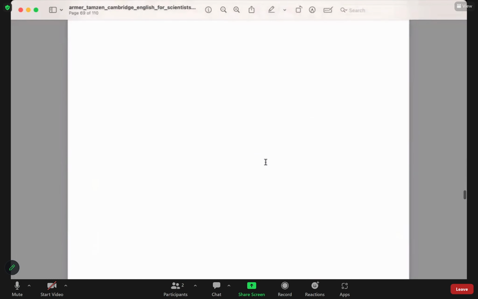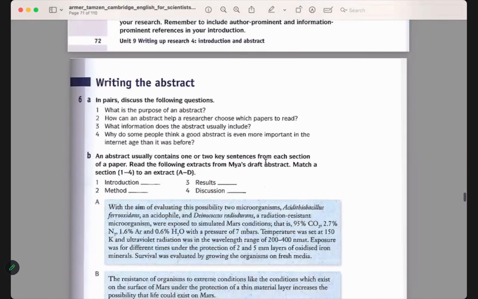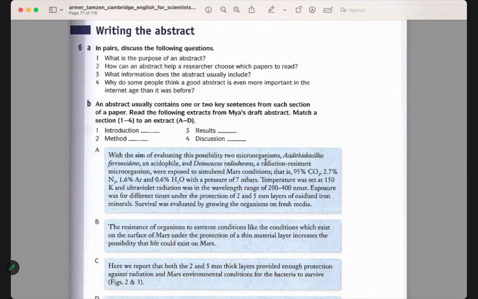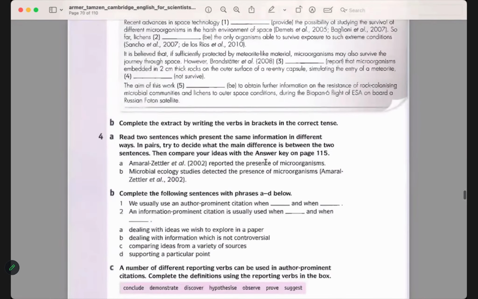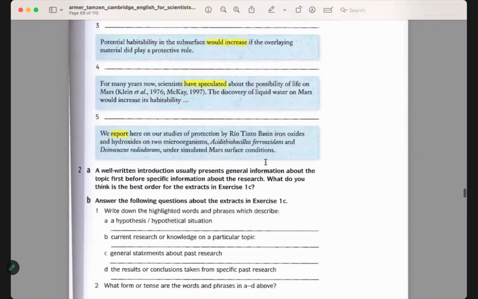Yeah, like after the abstract. No, abstract is the last part. When the whole research or article is ready, then we write the abstract. It's the last part for sure. The last step.